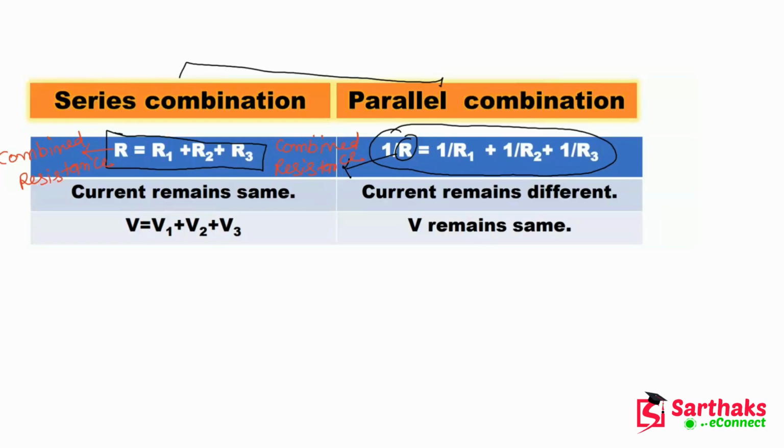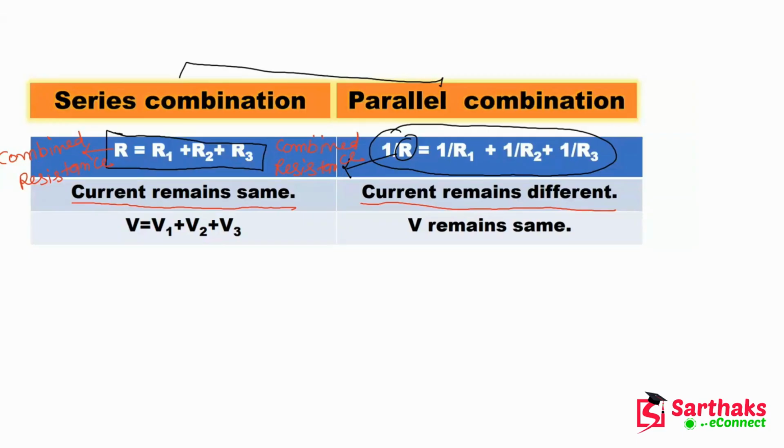Now let's see what happens with current in the series combination. In the case of series combination, the current remains the same, but in parallel combination, the current will be different in each branch of the circuit.